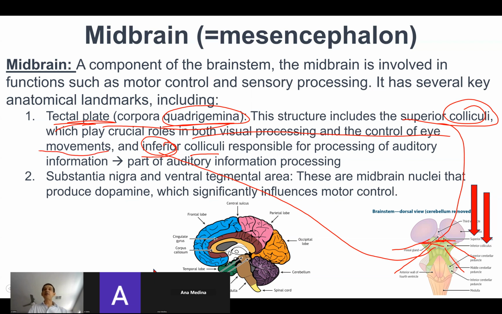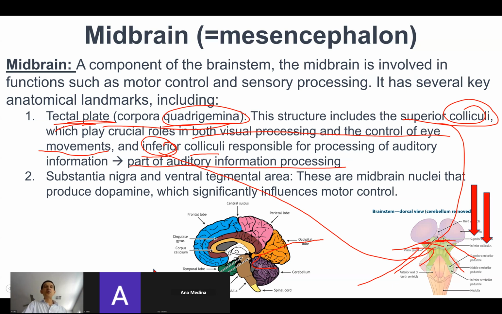Inferior colliculi are part of the auditory information processing machinery. Inferior colliculi and superior colliculi, known together as tectal plate or corpora quadrigemina. Here is your plate from the back. Here is the plate if you were to cut out the cerebrum.